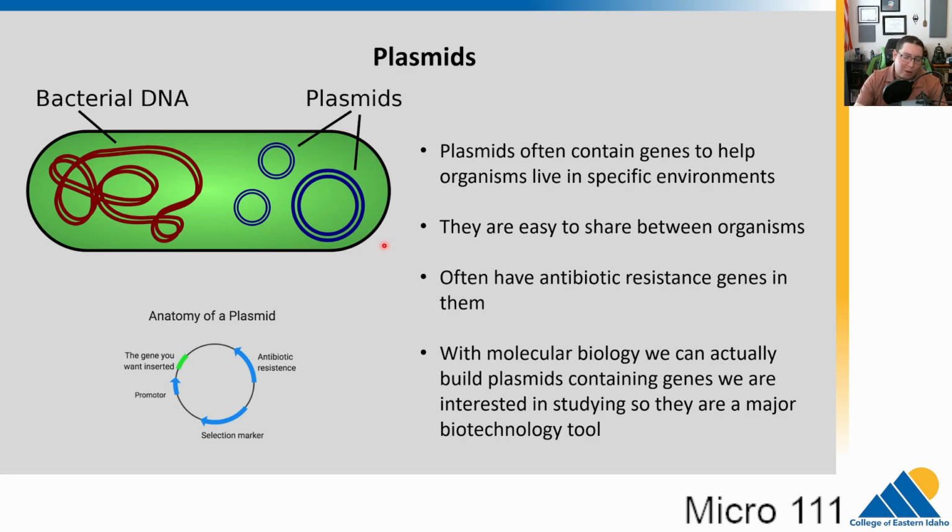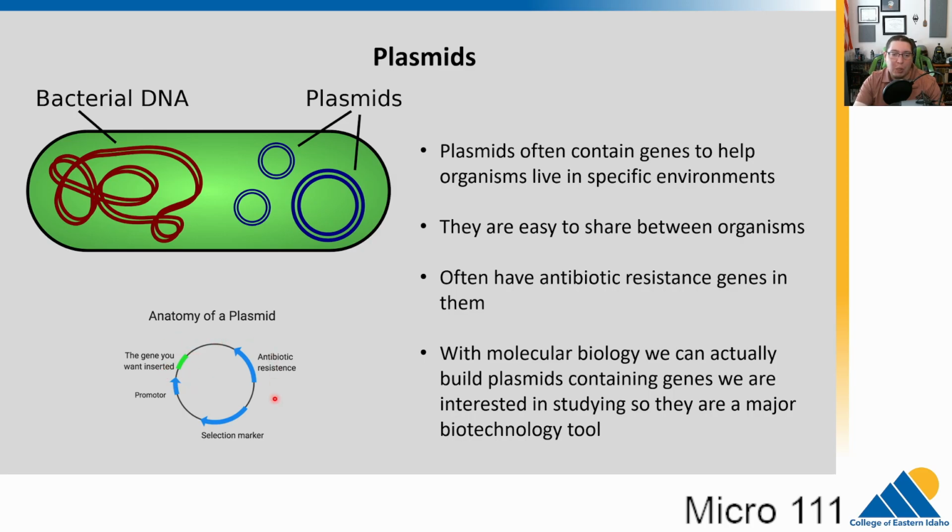Now, plasmids are interesting from that kind of natural perspective, but plasmids are also very useful to us. So plasmids often contain genes that help organisms live in a specific environment, and you can share them between organisms. Sometimes they have antibiotic resistance genes. Sometimes, though, we have found clever ways to take a plasmid and paste DNA that we're interested in studying into that plasmid. So one example that I've actually already shown you in lab is GFP bacteria.